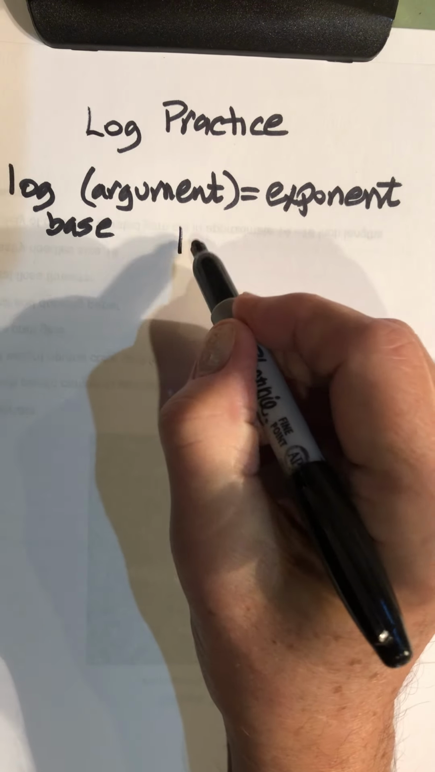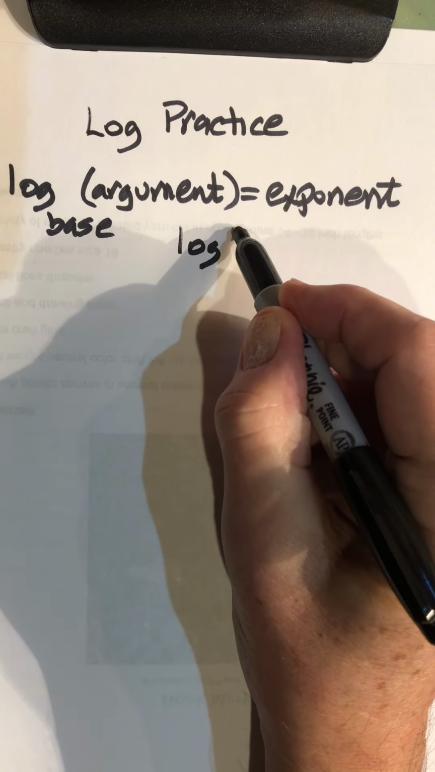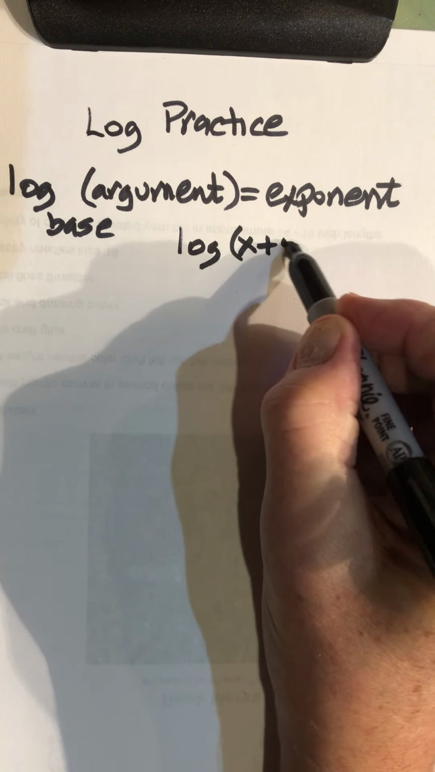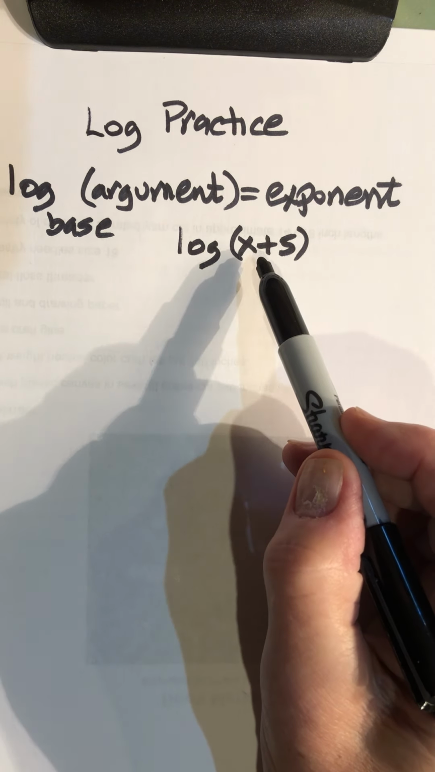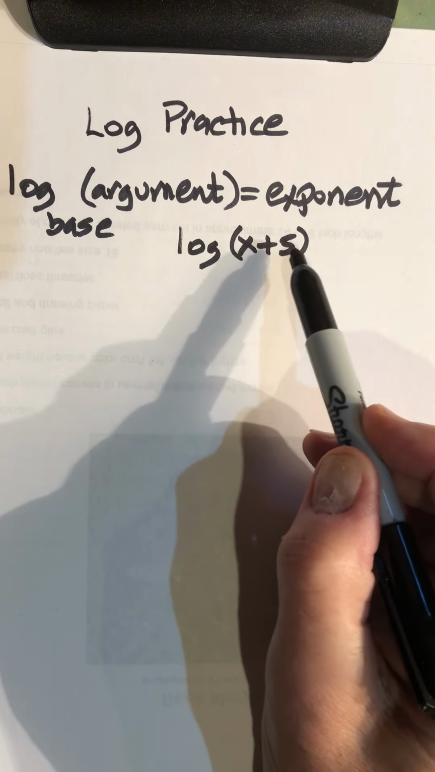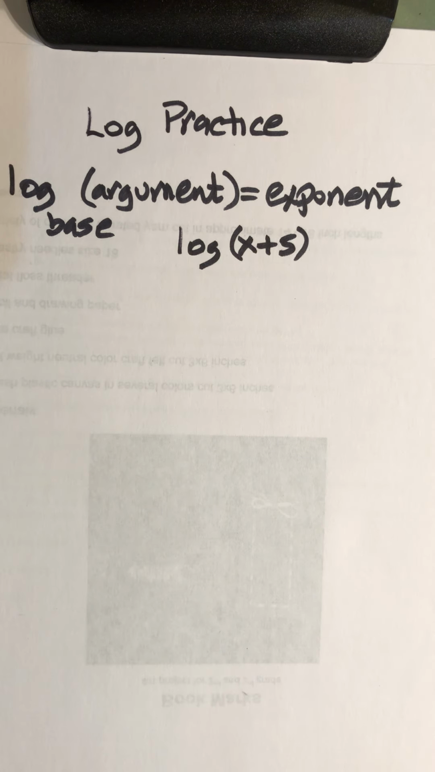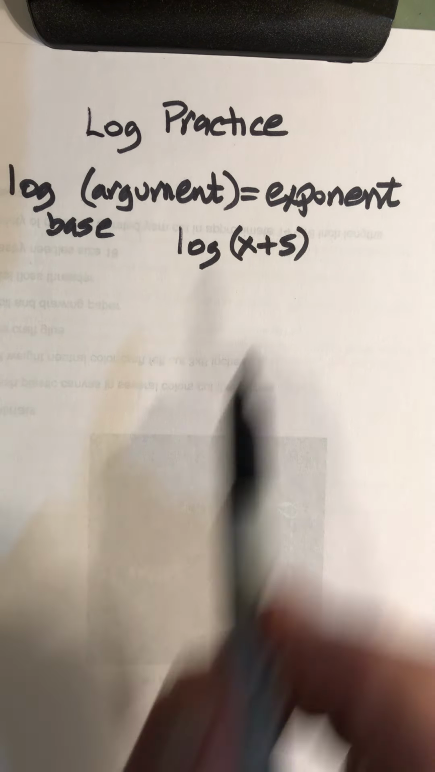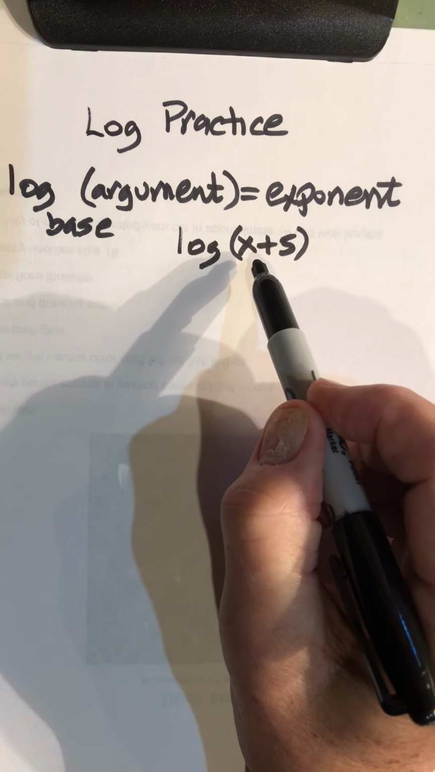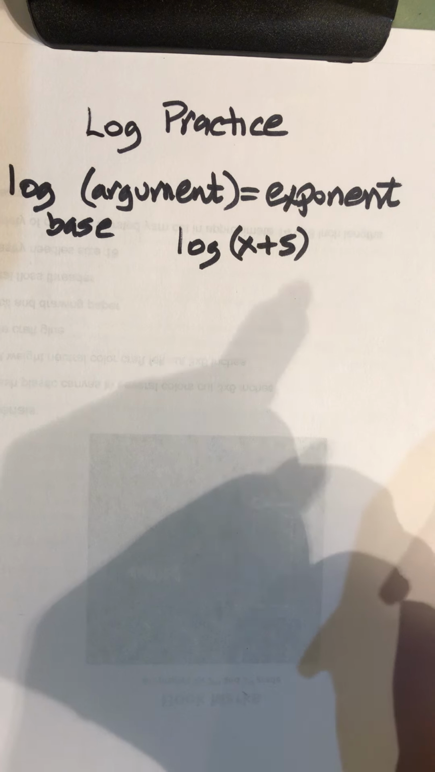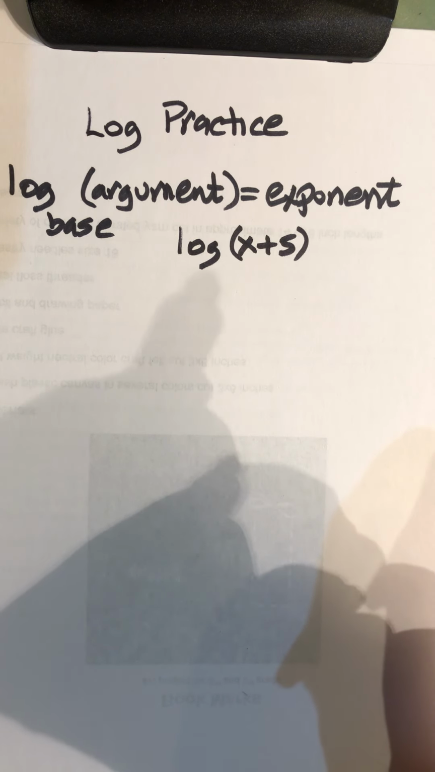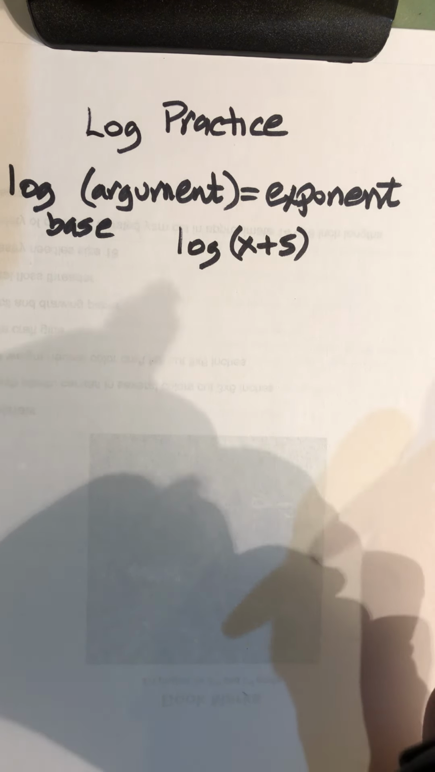What does that mean for us? Well, what if I have log of x plus 5? I don't show a base, that means it's base 10. And this also means that x plus 5 cannot be negative. It has to be non-negative, and therefore x cannot be less than negative 5. So you must keep a positive for your argument.